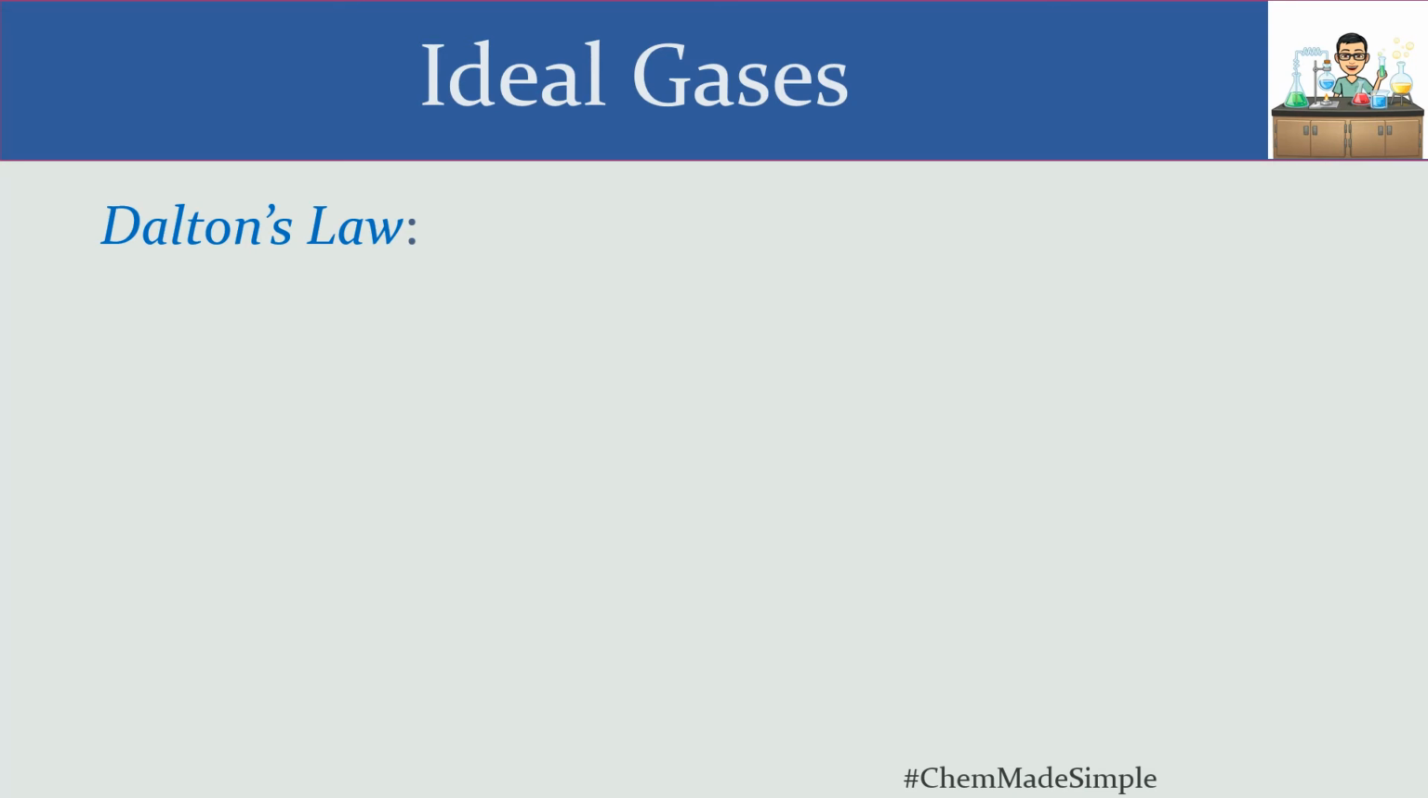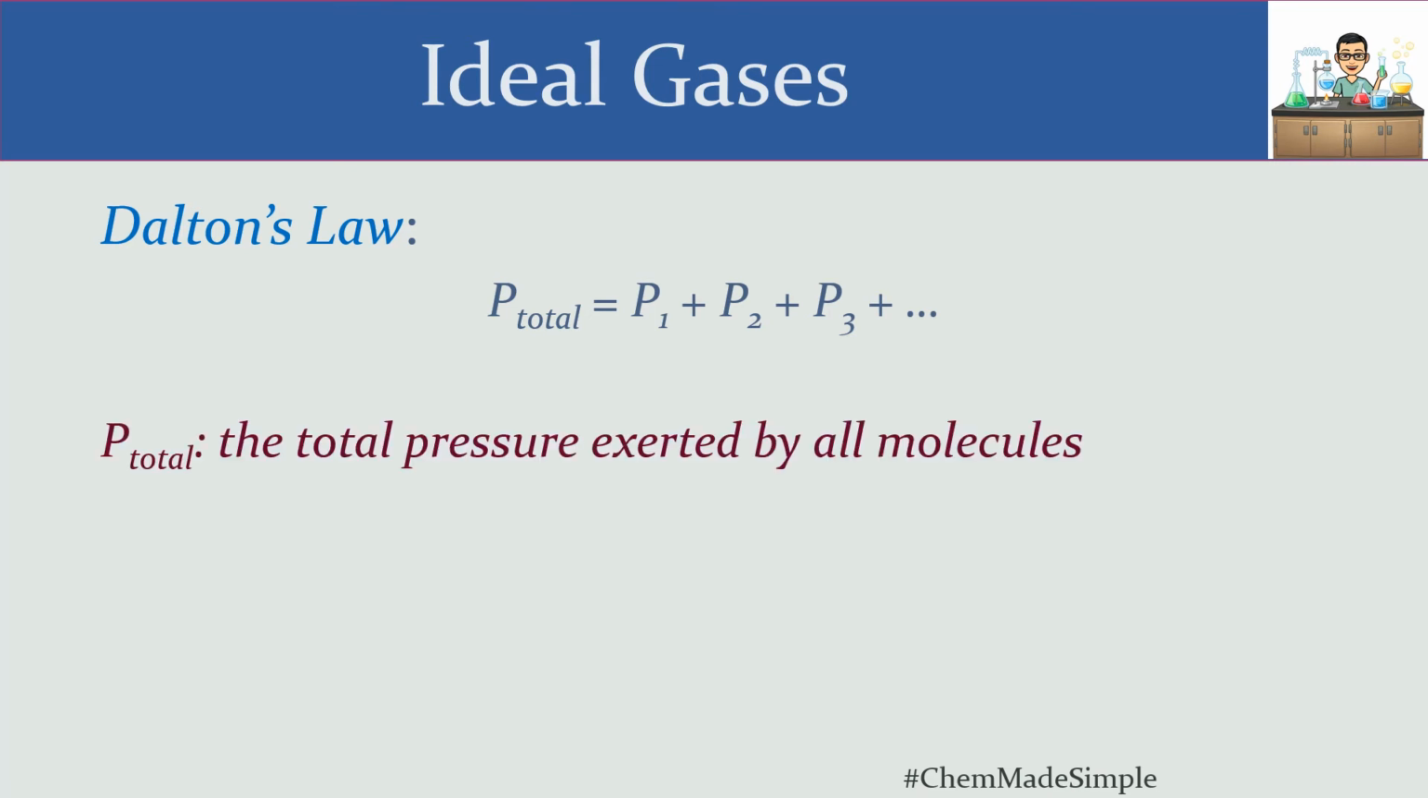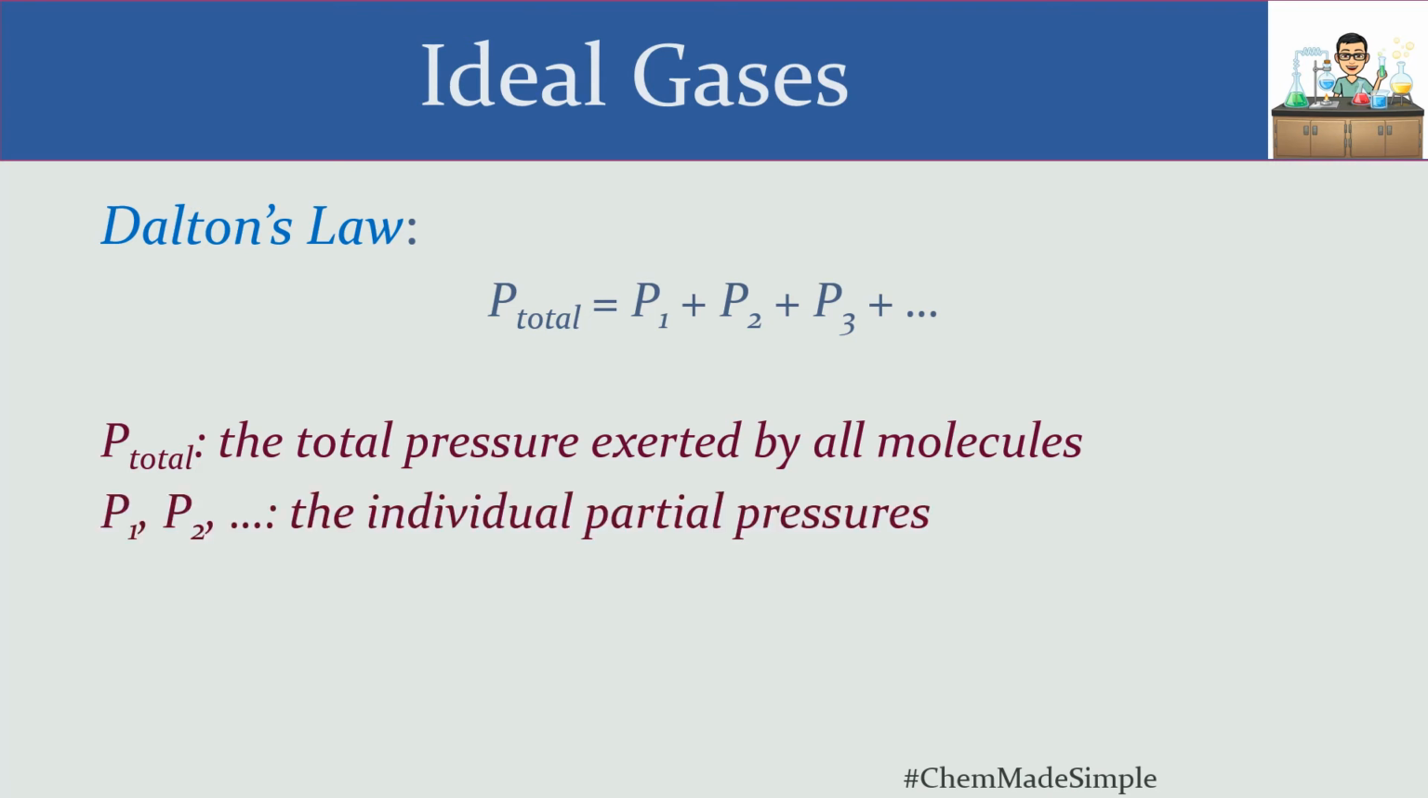When we have an ideal gas, we can make use of something called Dalton's Law. And Dalton's Law says that the sum of the individual partial pressures of gases that are in a mixture is equal to the total pressure. So if you want to find out the total pressure exerted by all the gases in a mixture, you take a look at the pressure exerted by each of these gases individually and you just add them up.